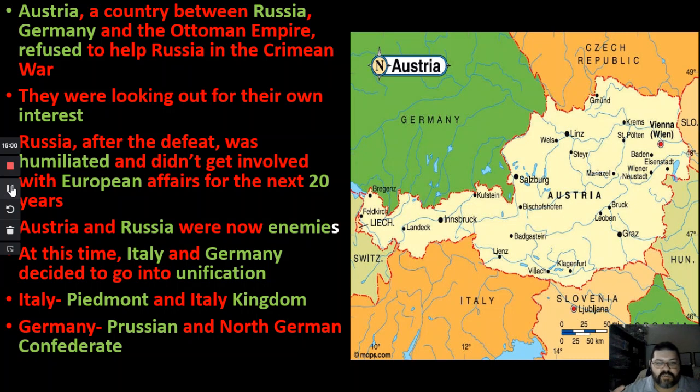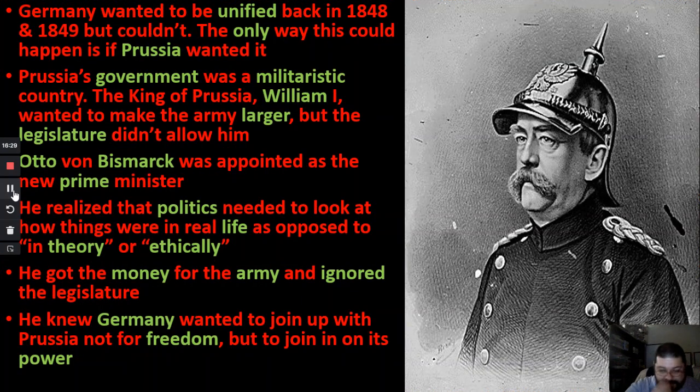And they wanted to basically get all these city states together and form one giant Italian country. Because they felt, we're all the same. We're all Italians, you know. So we should unify. Same thing within Germany. There were other city states, but the two big ones were the Prussians and the North German Confederate. Now, Italy did unify. But Germany really didn't go too well.